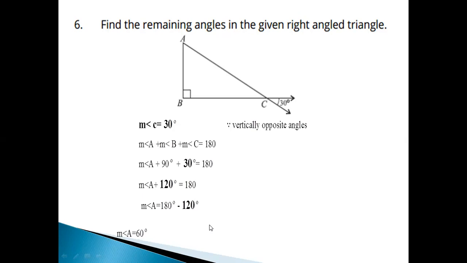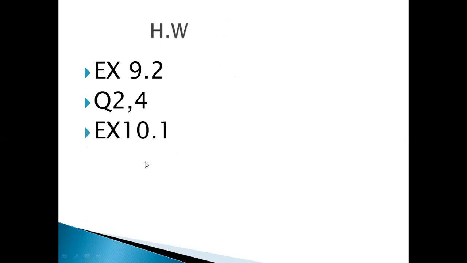So this is the last question of exercise 10.1. So homework is exercise 9.2, questions number 2 and 4, and I already discussed how to solve them. And exercise 10.1, question number 5, second part. And I already explained how to solve it. Angle D: first you find it, 150 plus angle D is equal to 180 degrees. Then when you shift it, you will get the value of D.